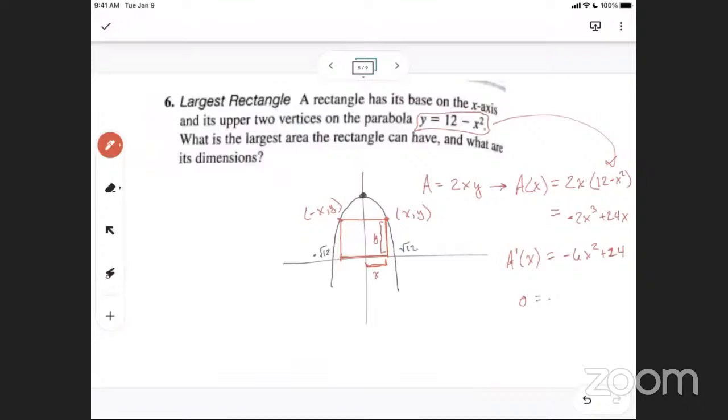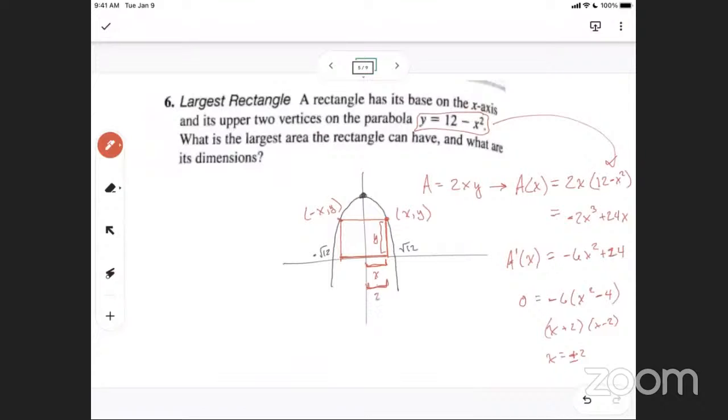So let's take out a negative 6, and that would be x squared minus 4. And what do you know? x plus 2 and x minus 2. So x equals negative 2 and positive 2. So what is this distance right here? What is this, the distance x right here? 2. It's 2.